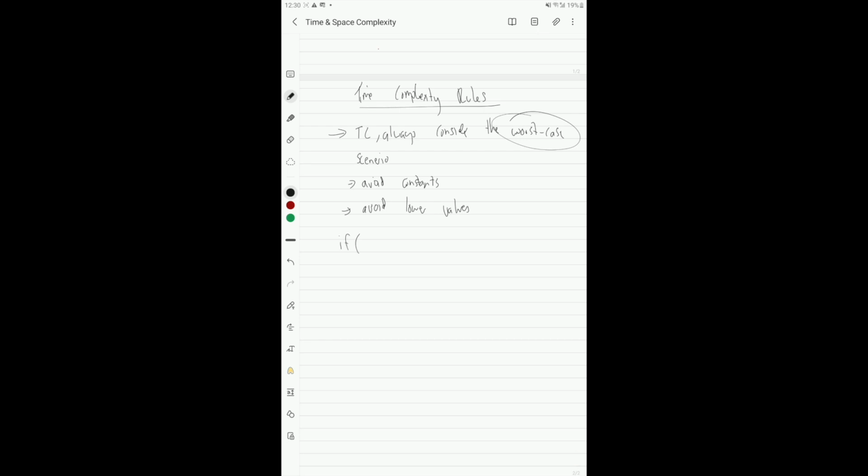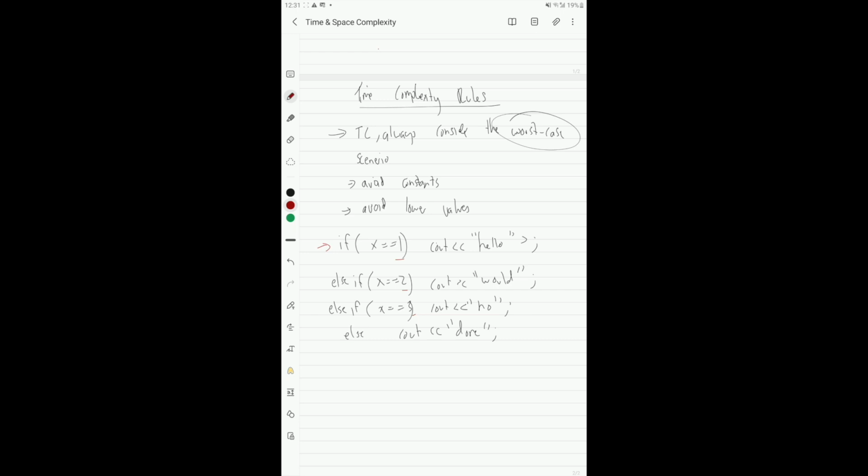Let's do an if condition. Let's say if x is equal to 1, print hello. Else if x is equal to 2, and so on. So three statements here: if one, if two, if three, else we print done.